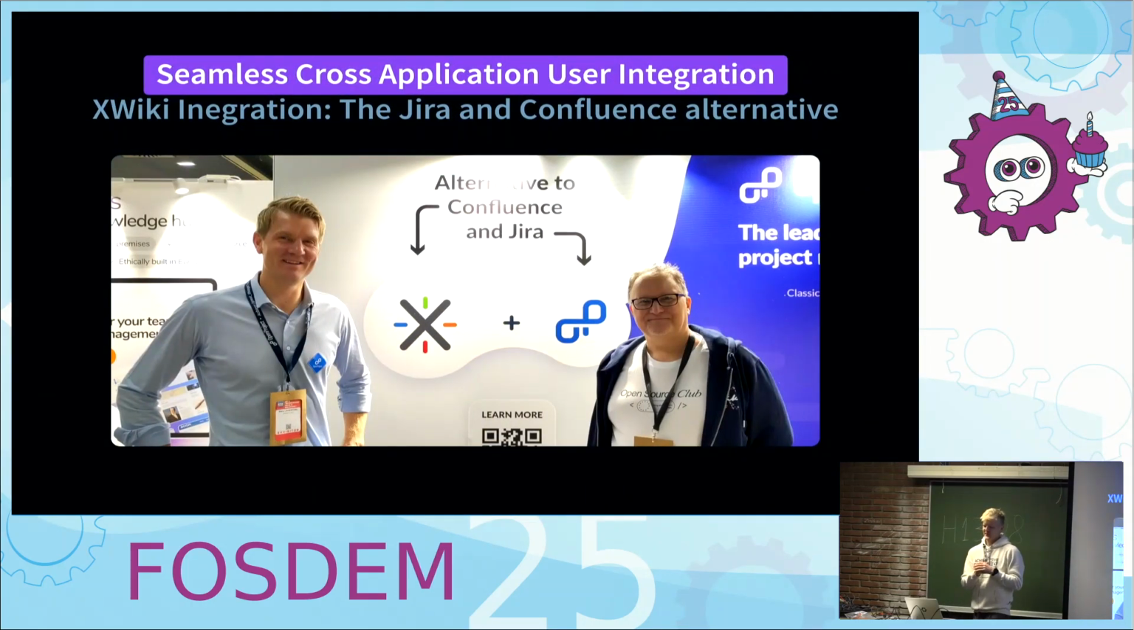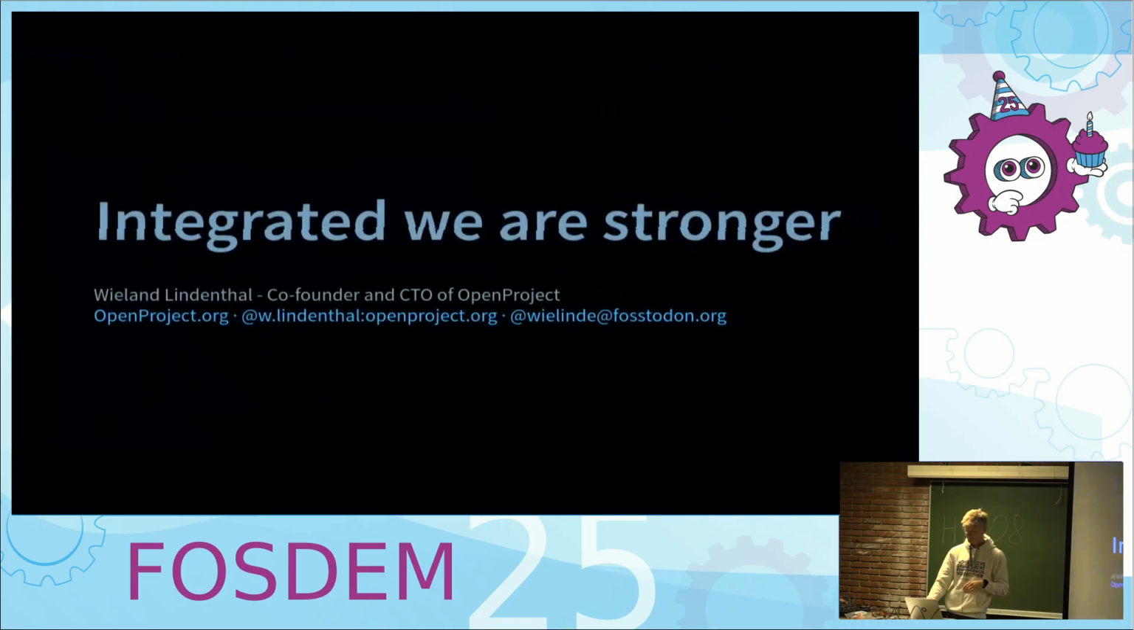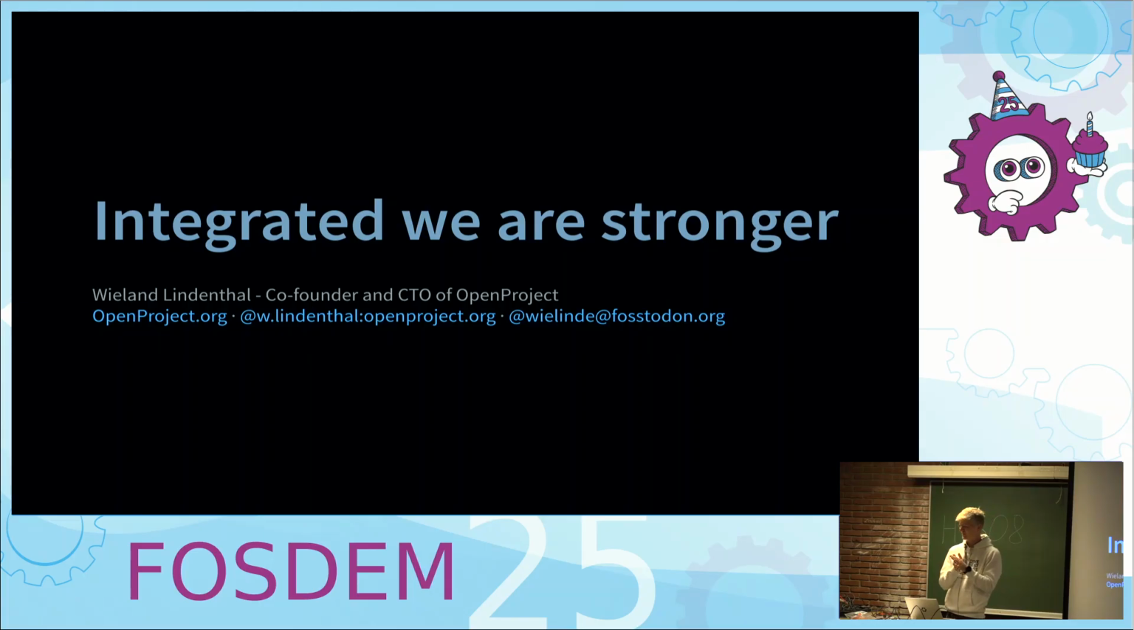Then of course further integrations. We want to integrate with XWiki to attack a little bit the Atlassian monopoly of Confluence and Jira. So yeah, XWiki is the Confluence and OpenProject is the Jira in that case. So expect something to come in 2025. And remember, integrated, we are stronger. Thank you. Thank you.